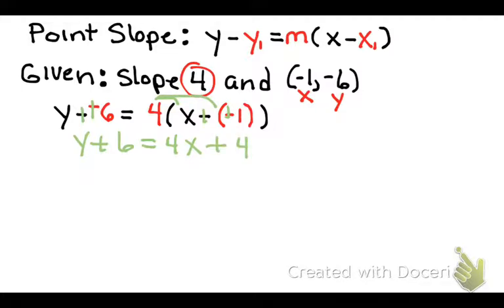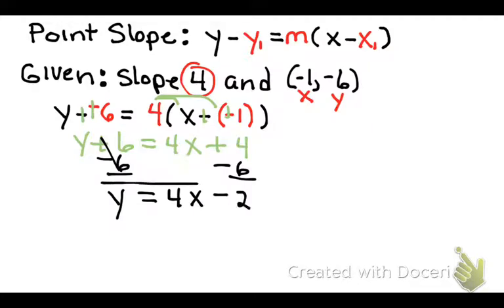Now, if we want to convert to slope-intercept, we just need to isolate y. So I will subtract 6 from both sides. Y equals 4x minus 2. And from here, you could graph it using your y-intercept of -2 and your slope of 4.